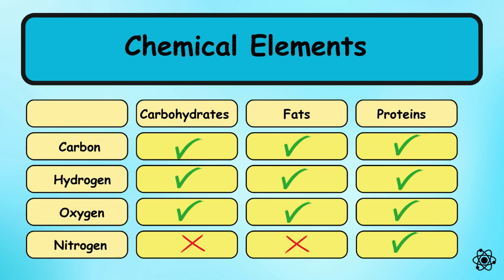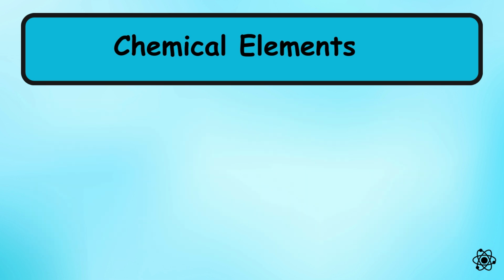These are the chemical elements present in these molecules. So as you can see, carbohydrates, fats and proteins, all three contain carbon, hydrogen and oxygen. But only protein has nitrogen additionally. And proteins even contain a small amount of sulfur. Let's look into these chemical elements in more detail.